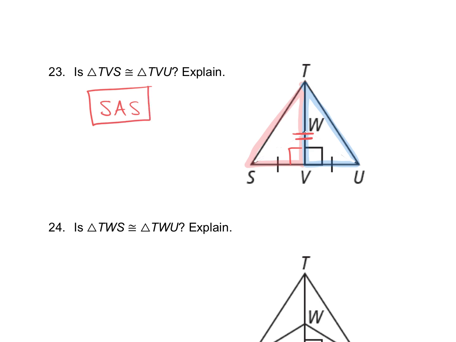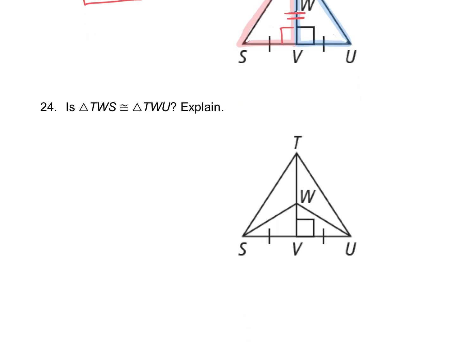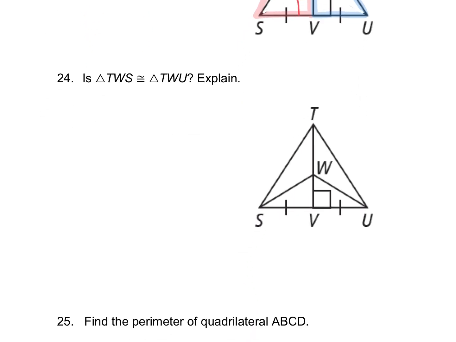Is that what we did in our last one too? All right, so number 24, is triangle TWS congruent to triangle TWU? Explain that. So let's just make sure we're seeing the triangles correctly. TWS, is this congruent to TWU?